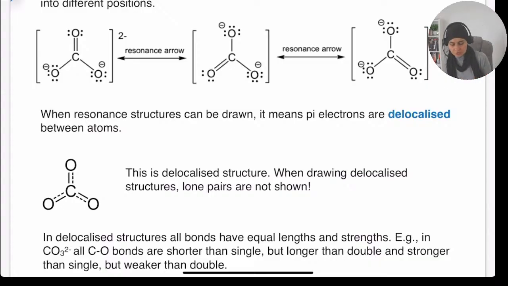So you have to show all the lone pairs on the side atoms and the central atom if there are any. But if they ask you to draw the delocalized structure, no lone pairs are there, right? Because how would you know where they are? Everything is delocalized. You cannot violate the octet. So no lone pairs on side atoms when you draw delocalized structures.